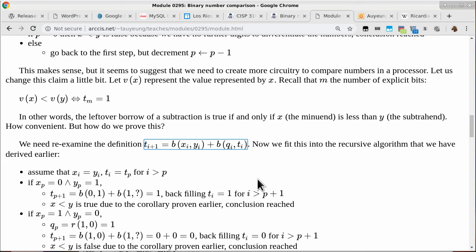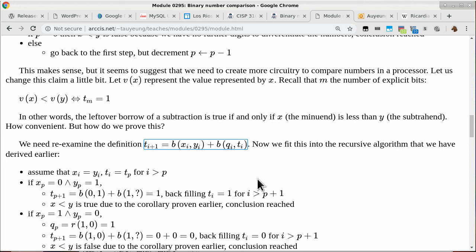So when you subtract y_i from x_i, single bit subtraction, do we end up with a borrow? That's what the b function is. Kind of like the carry function, except this is for subtraction. And this is the b function to subtract t_i, which is the borrowed bit of bit i, from q_i, which is the intermediate subtraction result of bit i. And this is the borrow of that.